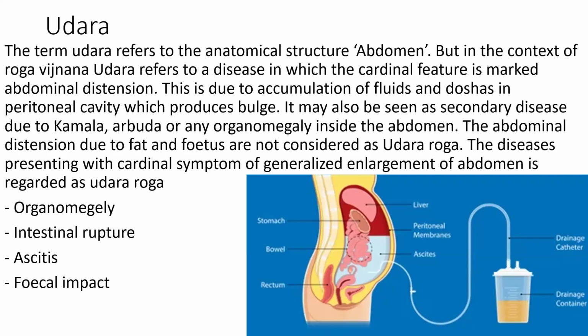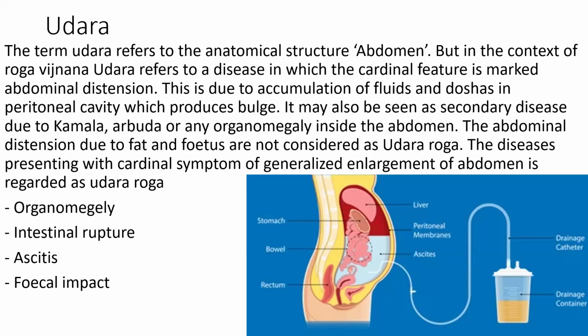The term Udara refers to the abdominal structure, abdomen, but in the context of Roga Vijnana, Udara refers to a disease in which the cardinal feature is marked abdominal distension. This is due to accumulation of fluids and doshas in the peritoneal cavity, which produces a bulge. It may also be seen as a secondary disease to Kamala, Arbuda, or any organomegaly inside the abdomen. The abdominal distension due to fat or fetus is not considered as Udara.